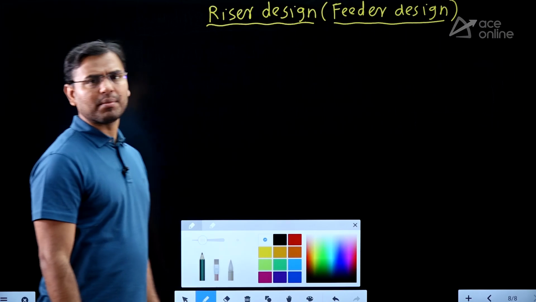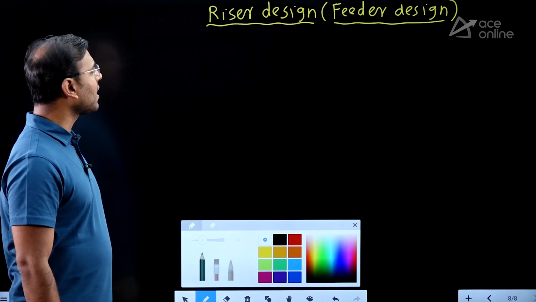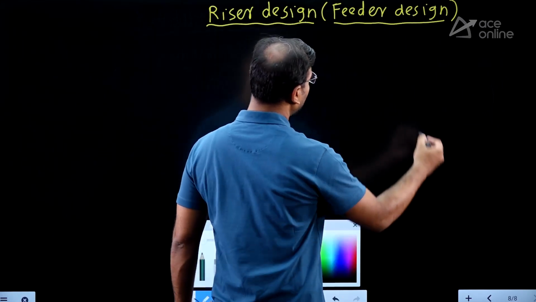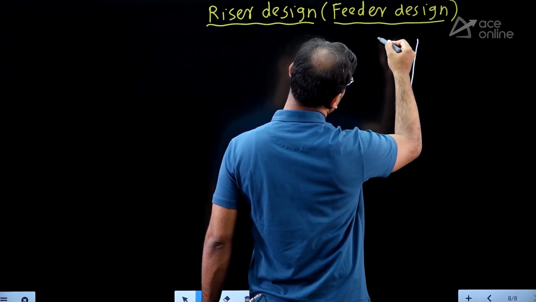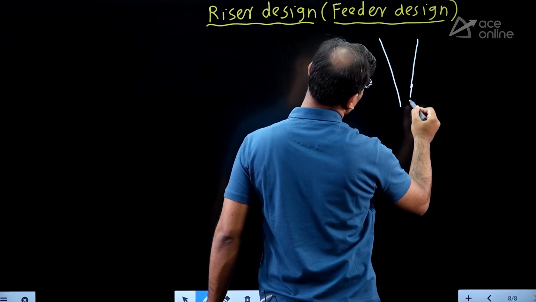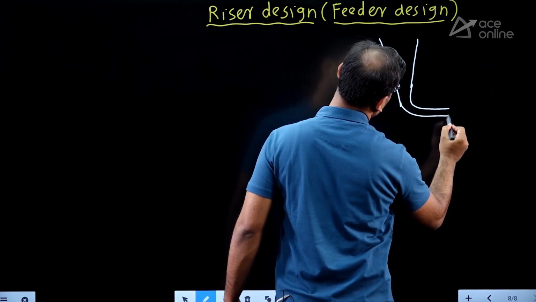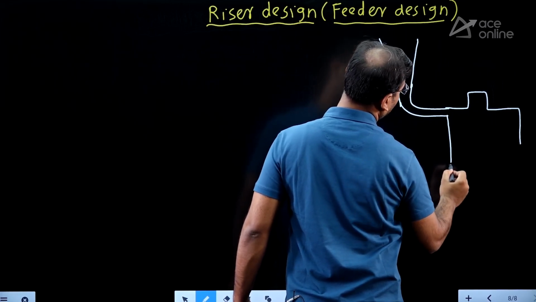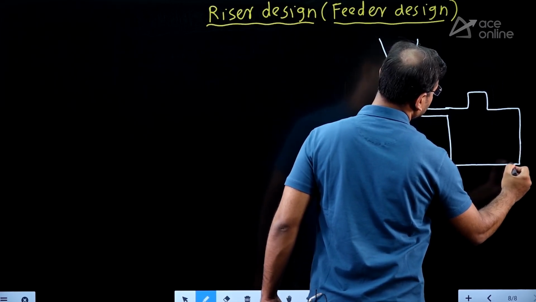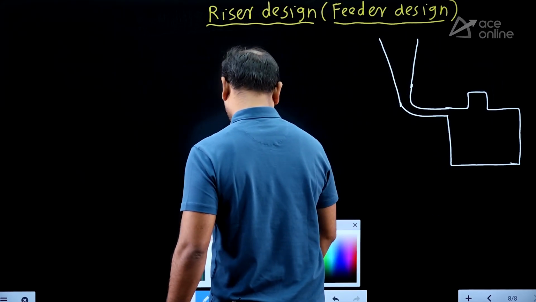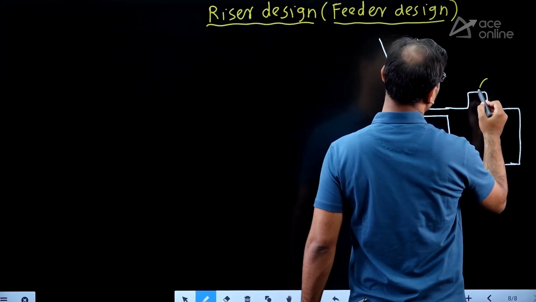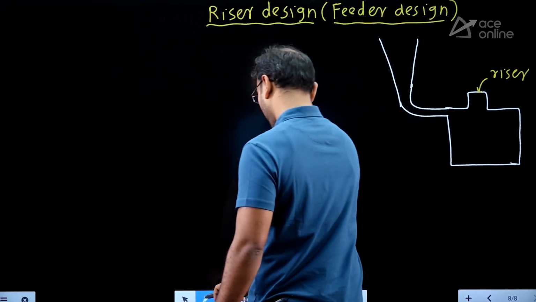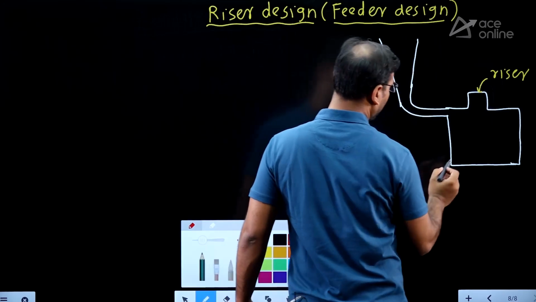Why am I telling this in the revision? Because the riser is going to compensate the liquid shrinkage. It is very important. What is meant by compensate? Whatever liquid shrinkage happens, the same quantity of molten metal is supplied by the riser, and therefore we say it is compensating.